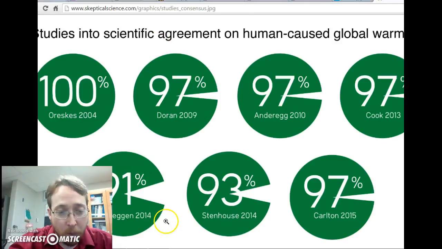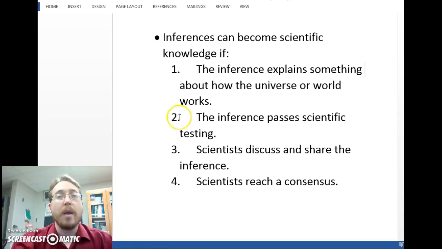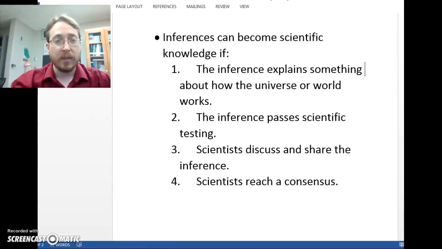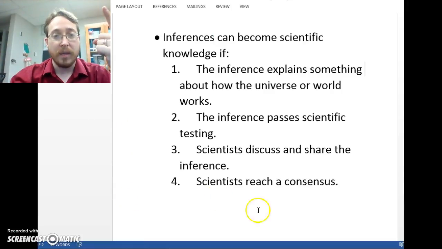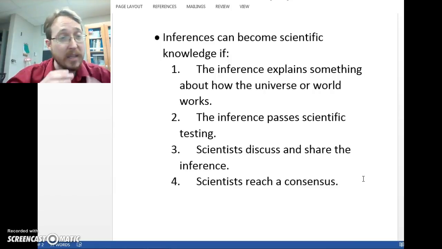So let's review. Inferences can become scientific knowledge if, one, the inference explains something about how the universe or world works. Two, the inference passes scientific testing. Three, scientists discuss and share the inference, and then after the discussion and arguing and retesting, after all of that, if scientists reach a consensus, then it becomes scientific knowledge.